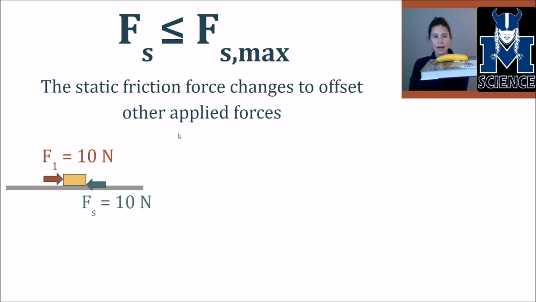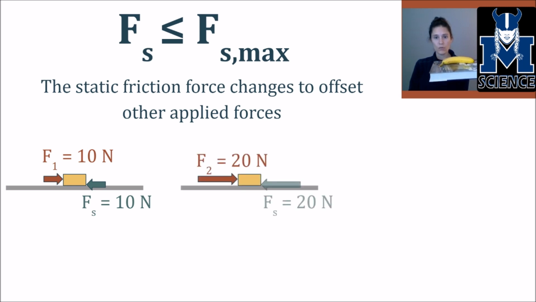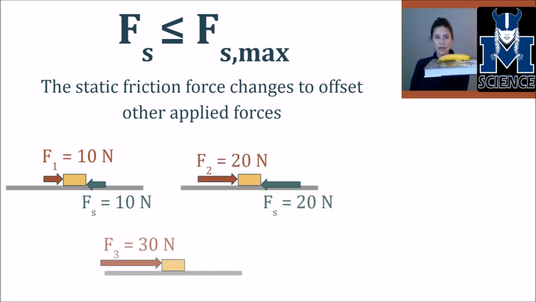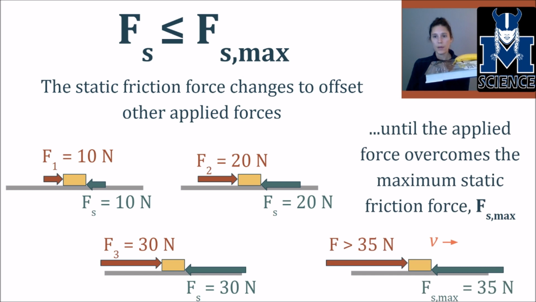If I apply a 20 Newton force to this banana, then static friction is going to offset that with a 20 Newton force. Or let's say I even applied a 30 Newton force to this banana. Well, static friction is going to be 30 newtons to oppose that applied force. There comes a point, however, when I overcome that static friction and the banana moves.